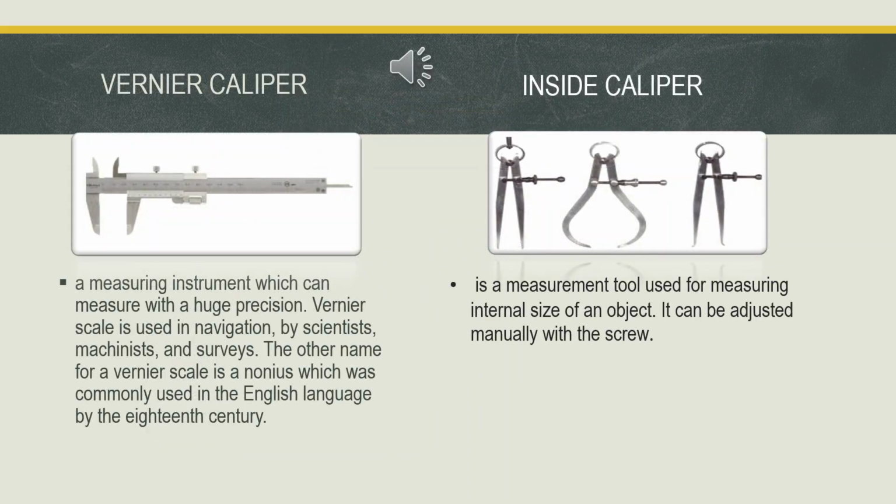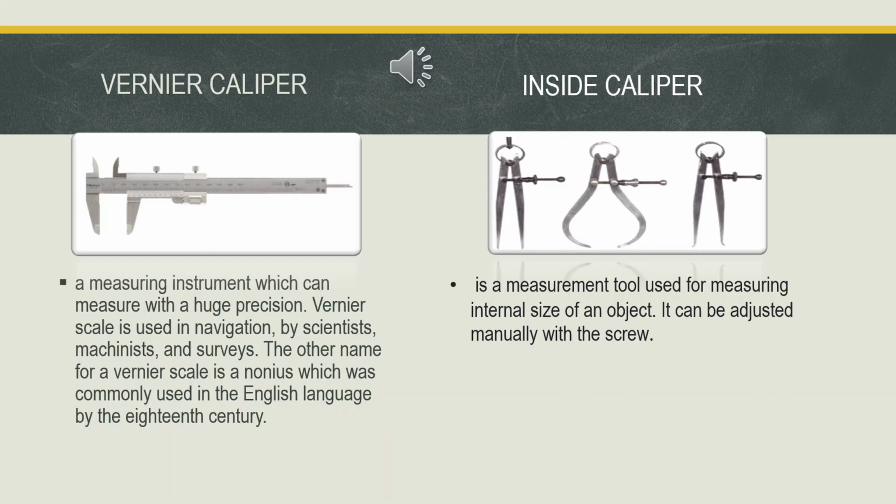First is the Vernier caliper, a measuring instrument which can measure with a huge precision. The Vernier scale is used in navigation by scientists, machinists, and surveyors. The other name for a Vernier scale is a nonius, which was commonly used in the English language by the 18th century. One of the primary usages of the Vernier scale is to measure external diameters, internal diameters, and the depth of an object.